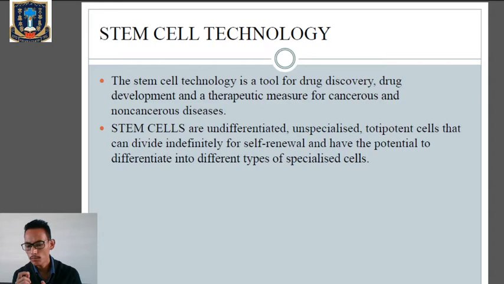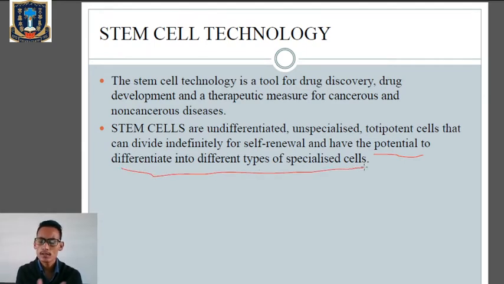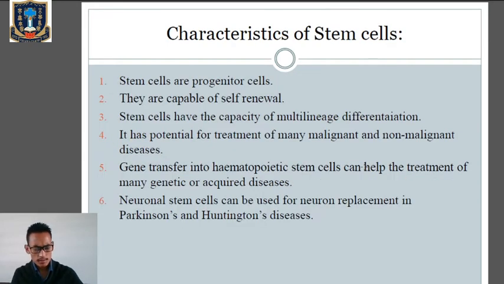This is one of the most important features of stem cells, that they have the potential to differentiate into any type of specialized cells. That's why we are using these cells in stem cell technology for the treatment of different types of diseases. So let's talk about the characteristics of the stem cells. So stem cells are the progenitor cells. They will give rise to different types of cells in our body, and they are capable of self-renewal.